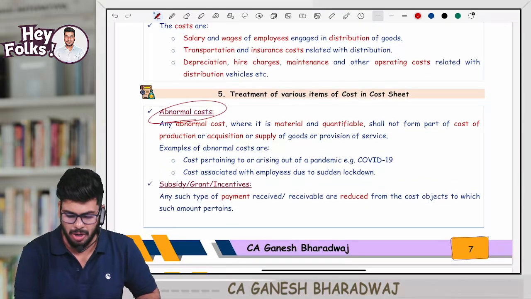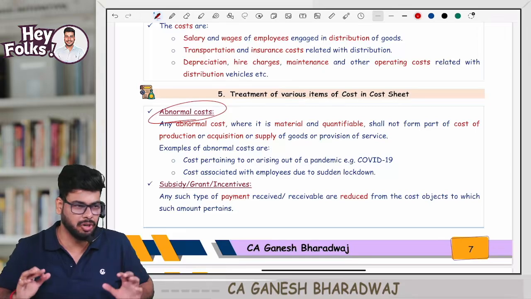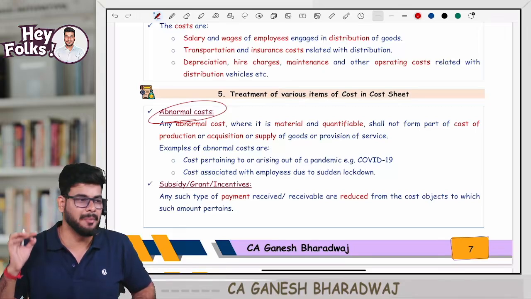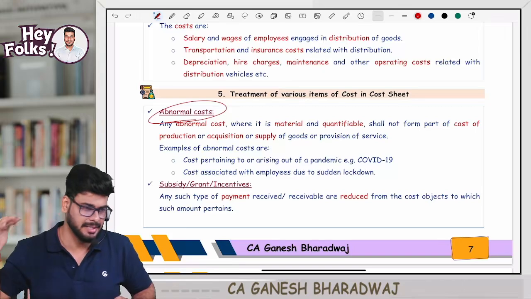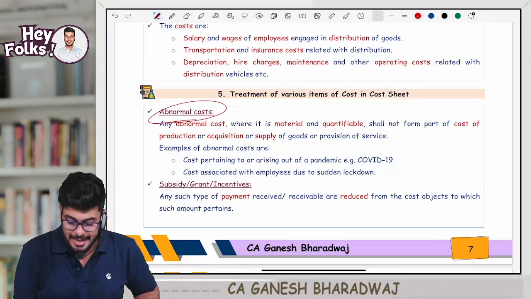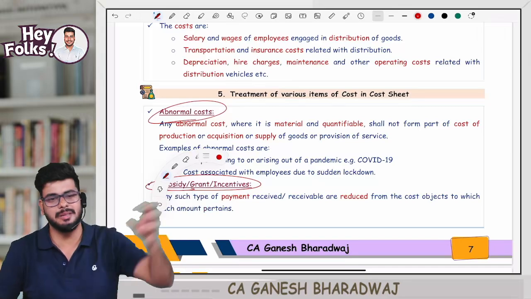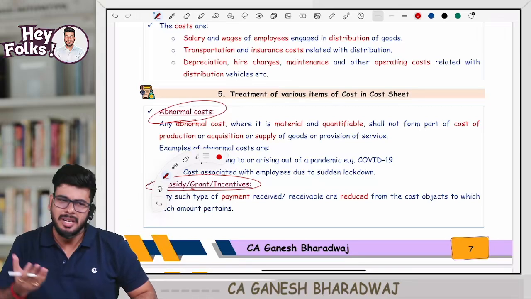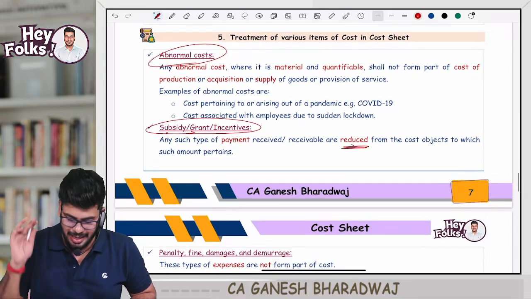Now, abnormal costs, any kind of abnormalities will generally not get considered in our cost sheet. More about normal, abnormal, loss and all that we will be seeing at a later section of the subject. Suppose you have received any subsidy or grant from the government. Let's say I've purchased some raw material and received some subsidy on that, reduce it. It's not your cost, correct? So it has to be reduced, as simple as that.